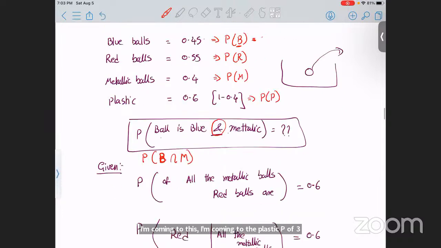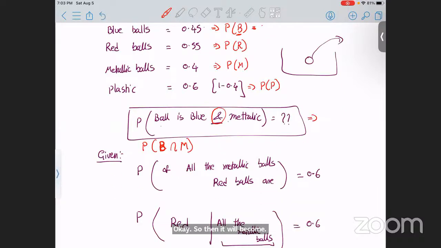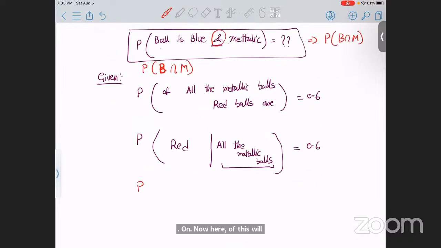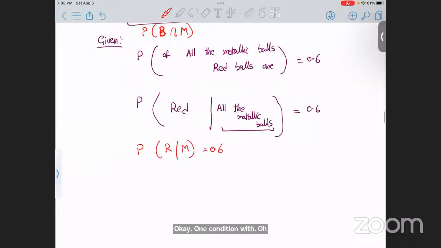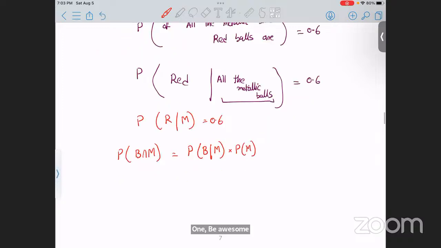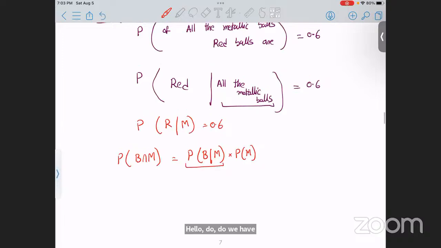Okay. So then this will be equal to P of B intersection M, blue and metallic. Now here P of red when conditioned with metallic M is equal to 0.6. Now what we want? We want P of B intersection M. How can you find this? There is the conditional probability theorem: P of B when conditioned with M into P of M.